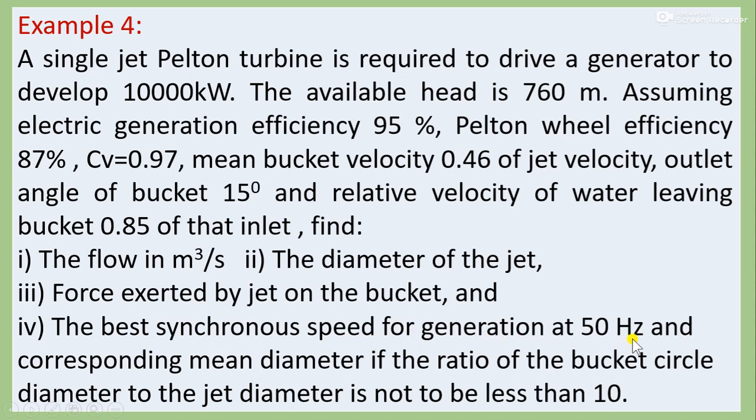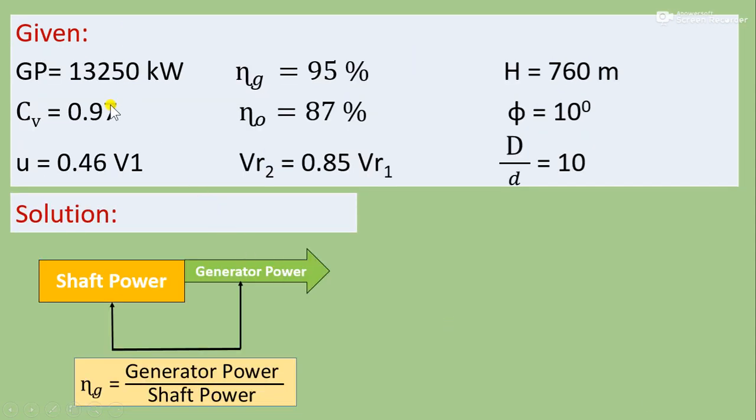For the 50 Hz frequency, the ratio of bucket circle diameter to jet diameter is not to be less than 10. This information is given. Okay, we'll see now. So enlist the values here. Now generator power is given, generator efficiency is given, so enlist all the values.